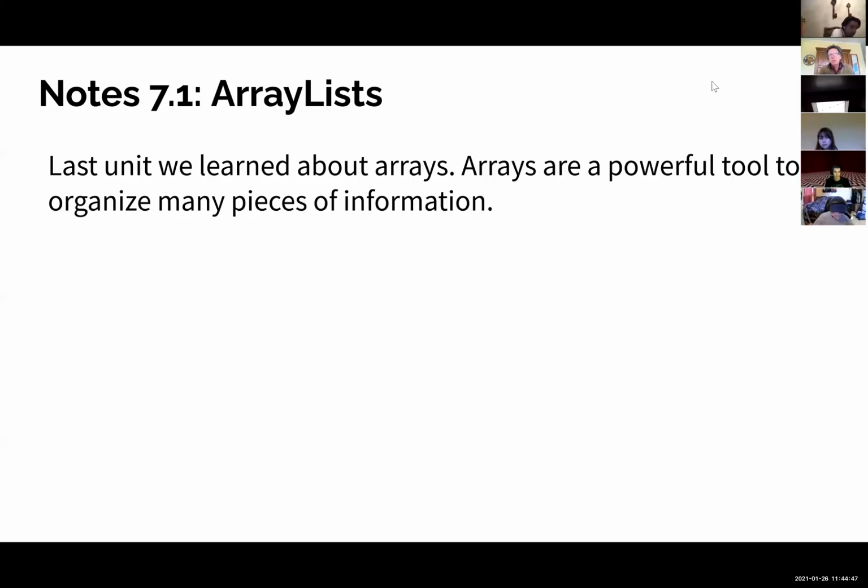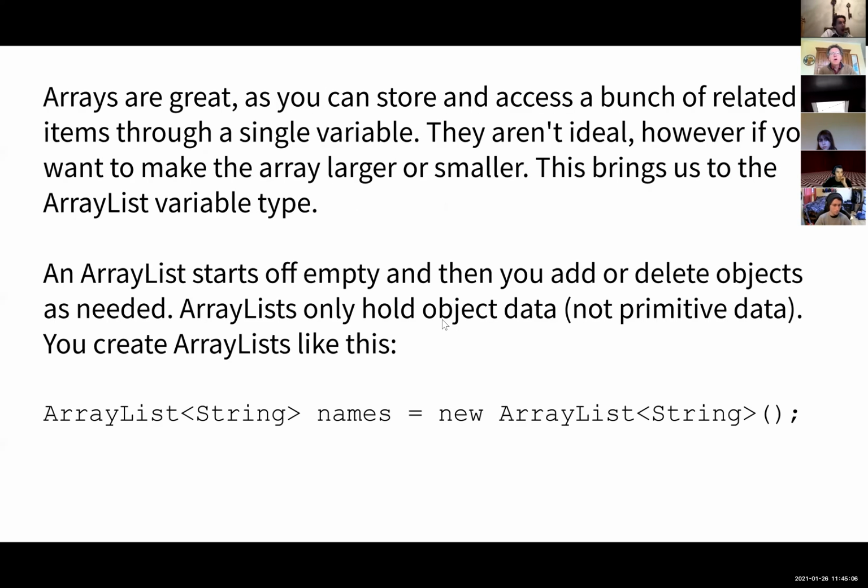Okay, so we now have a thing called array lists. We learned about arrays last unit, and arrays are powerful. You could have 100 or 1,000 or 1,000,000 test scores in a single variable, and then work with it in a very efficient way. Array lists have an advantage over arrays, and that's that you can change their size over time.